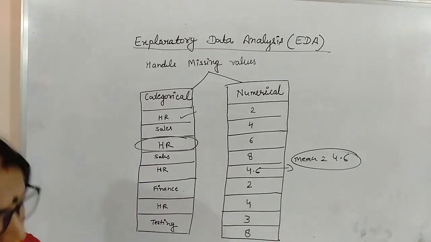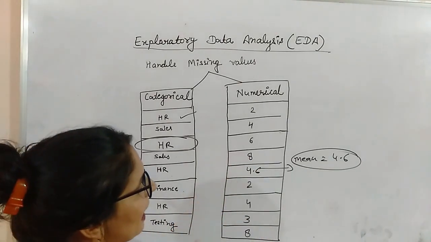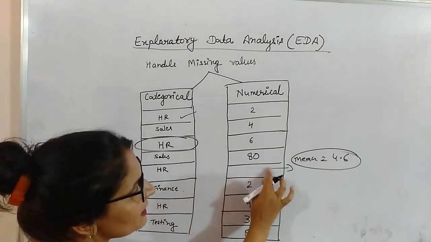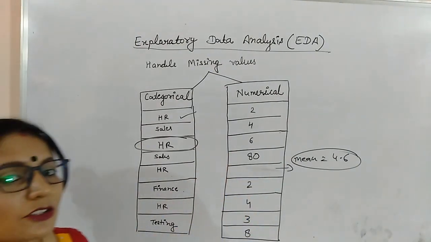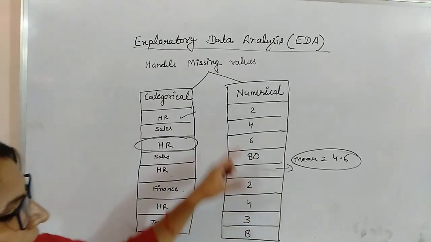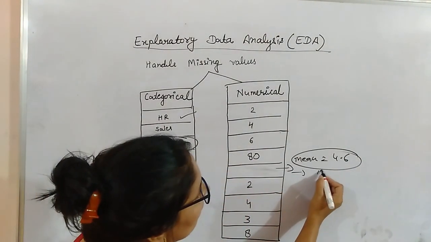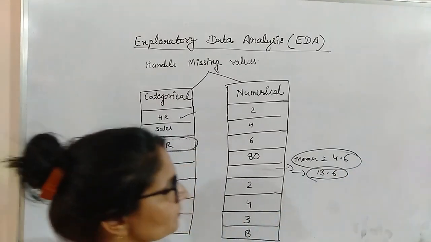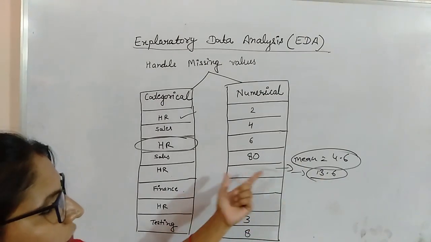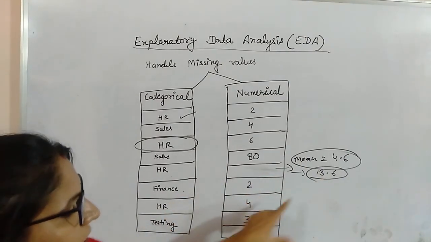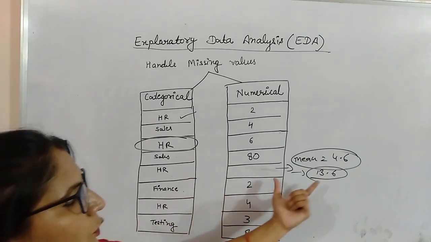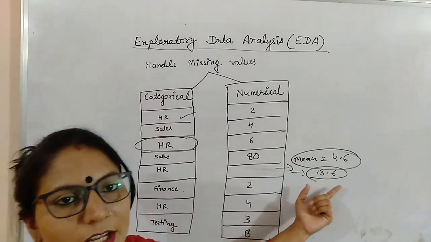Now in a different example, let's say we have 80 in place of 8, and we need to fill this missing record. Is it a better choice to fill this using mean? Let's try to calculate the mean. If you calculate the mean, it will come to around 13.6. This is the average value that we are going to fill into this record. And you see the records which are already there, there is quite a variation between them. There is 2 and there is 13.6.